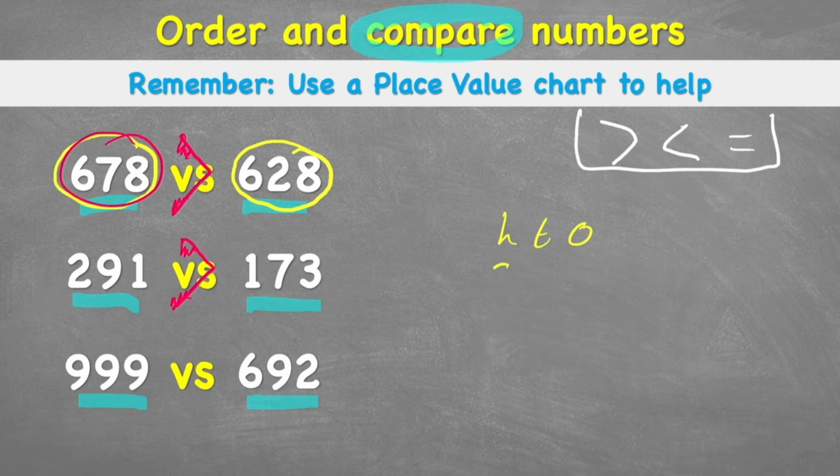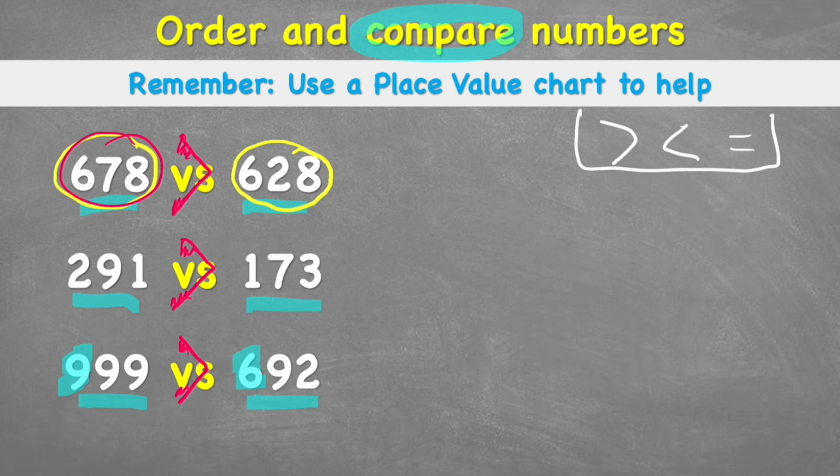Last but not least, I have 999 and 692. And I can simply see in the hundreds column I have a 9 and a 6, meaning that my 9 will always be bigger than my 6. And therefore, again, just like the other two, I have a greater than symbol.